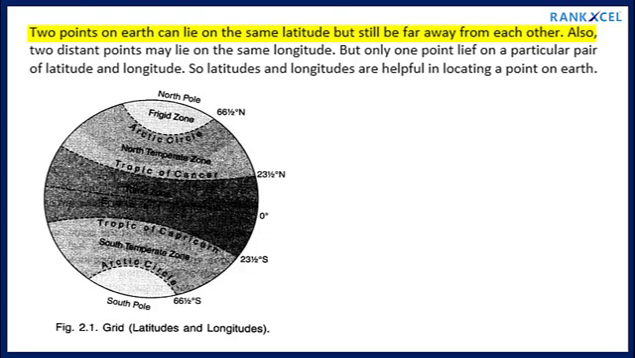Two points on Earth can lie on the same latitude but still be far away from each other. Also, two distant points may lie on the same longitude, but only one point lies on a particular pair of latitude and longitude. So latitudes and longitudes are helpful in locating a point on Earth.